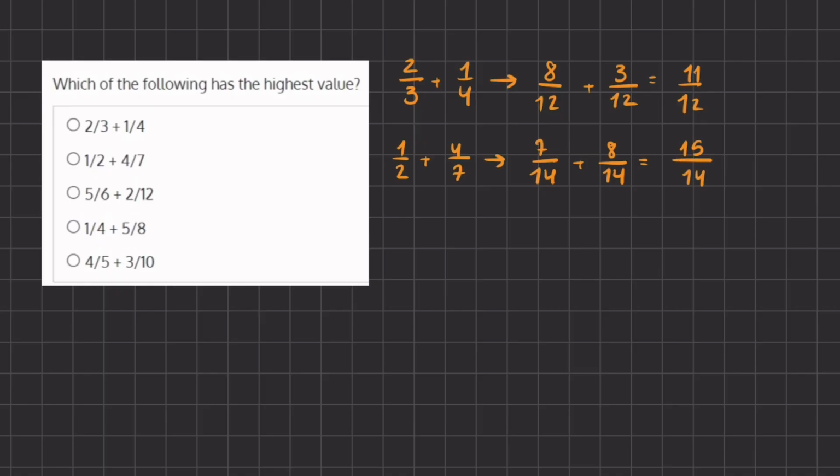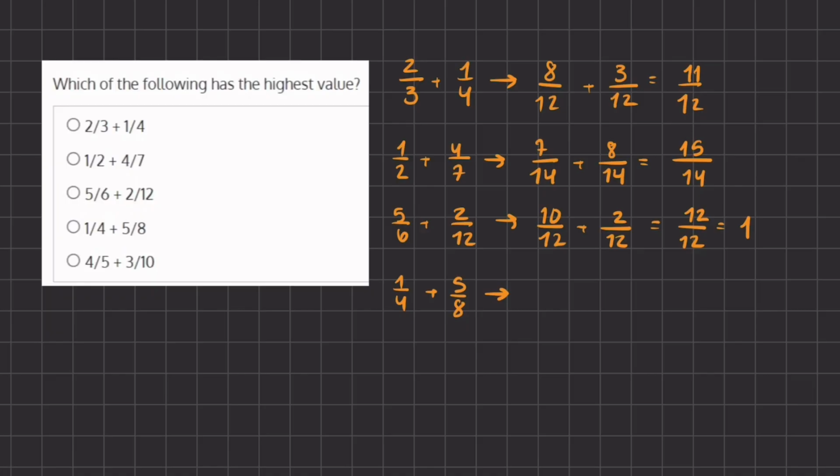And our third expression is 5/6 plus 2 divided by 12. Now in this case, again, our least common denominator is going to be 12. And our first numerator is going to get the value of 5 times 2, which is 10. And our second numerator is not going to change because our denominator is already 12. Alright, so now when we add these two together, we get 10 plus 2, which is 12/12, which simplifies to 1.